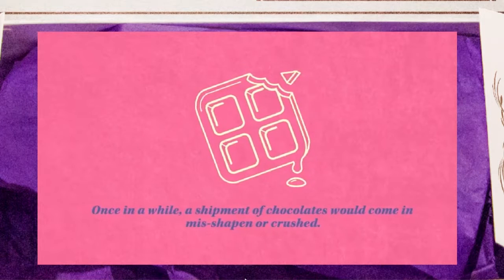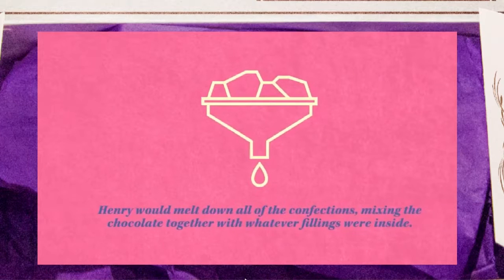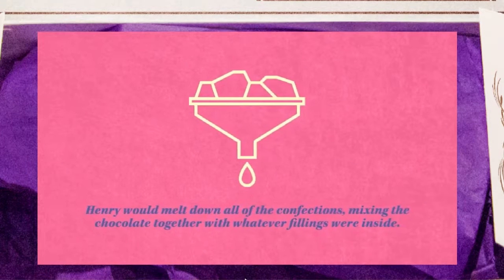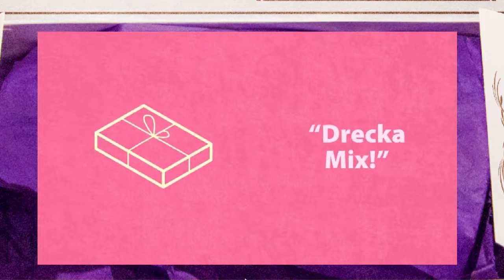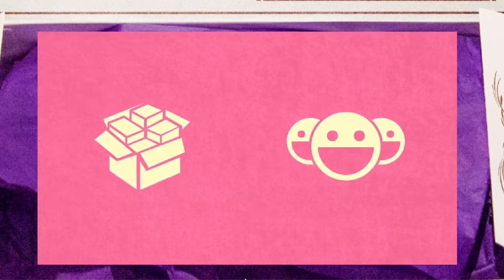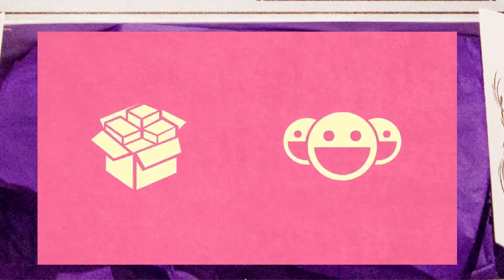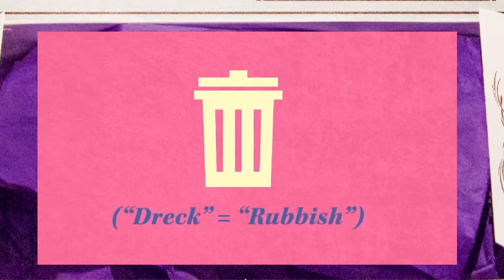Once in a while, a shipment of chocolates would come in misshapen or crushed. Henry would melt down all the confections, mixing the chocolate together with whatever fillings were inside. He would shape the mixture into cubes and resell them under the name Drecka Mix. Drecka Mix was our store's most popular candy. The customers would always ask for it. By the way, Drecka is a Yiddish word that means rubbish or trash.